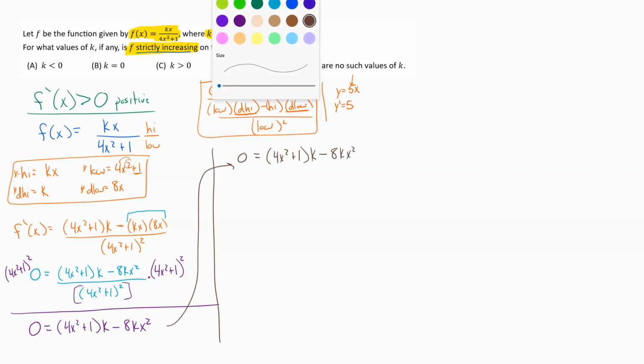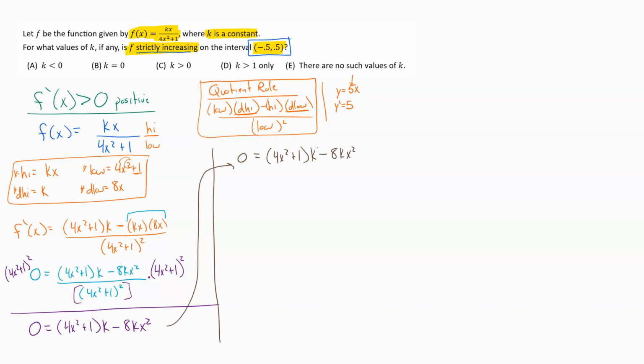My next move is to clean this up and distribute this k into everybody here. So I get 0 equals 4kx squared, and then k times 1 gets me plus k, minus 8kx squared. Then I've got like terms, so I can rewrite that. Negative 8kx squared plus 4kx squared gets me negative 4kx squared plus k.